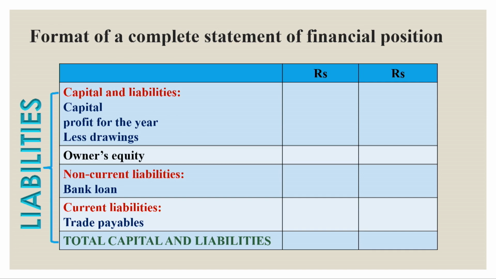After having recorded all the assets, we can now move on to the liabilities part. First, we need to record capital, add profit for the year, and minus drawings. This total is known as owner's equity. After that, we need to record non-current liabilities like bank loan, followed by current liabilities like trade payables. To calculate the total capital and liabilities, remember we have to add owner's equity, bank loan, and trade payables.